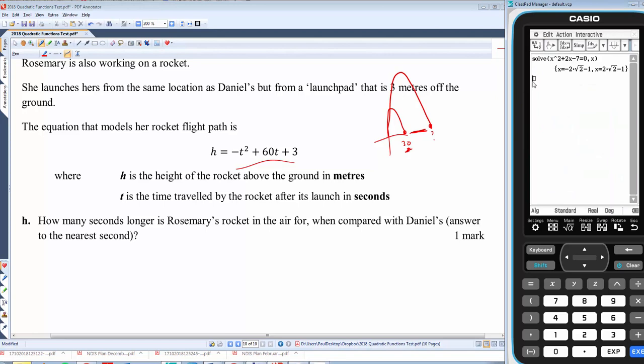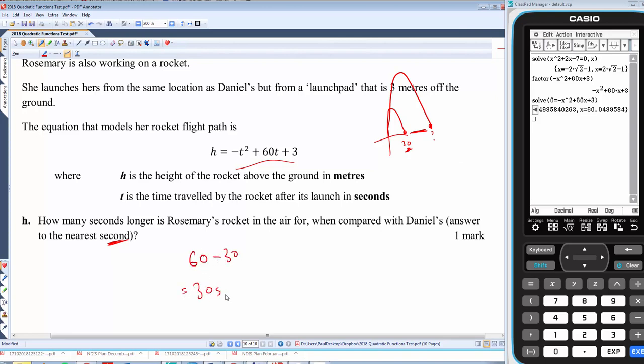So to do this, I'm going to go back into main and get main to factorize that for me. So I'm going to go factor negative x squared plus 60x plus 3. That's not going to do it for me. Actually, forget factor, let's go solve 0 equals negative x squared plus 60x plus 3. Okay, so these are the x-intercepts. This one here is the irrelevant one. This one here is the relevant one. So 60.04. We wanted the answer to the nearest second, so that is 60. So we're going to go 60 minus 30. That's 30 seconds.